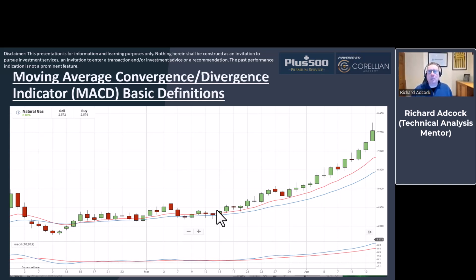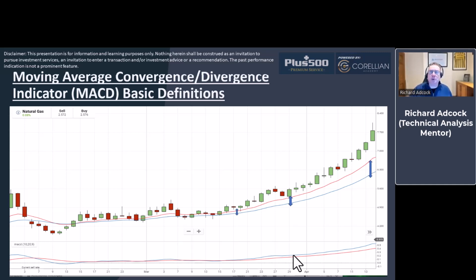And basically what this actually shows with the MACD is the gap between the two exponential moving averages. So the red line here is a 10-period moving average. The blue line is the 20-period moving average. And the MACD below, the blue line reflects that gap between those two moving averages. And the red line is a 9-period exponential moving average of the indicator itself.